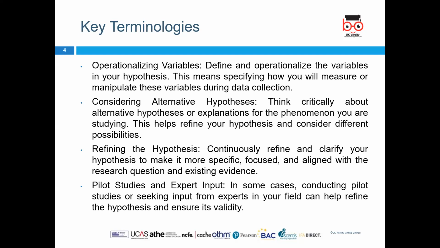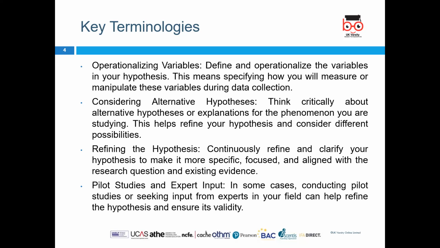And then the alternative hypothesis. In academic research, it is not always a linear path that is followed, but alternate paths are also followed, wherein the researcher needs to think critically about alternative hypotheses or explanations for the phenomena that they are studying. It helps in refining the hypothesis and considering alternate possibilities for the relationship that is being tested within the research.